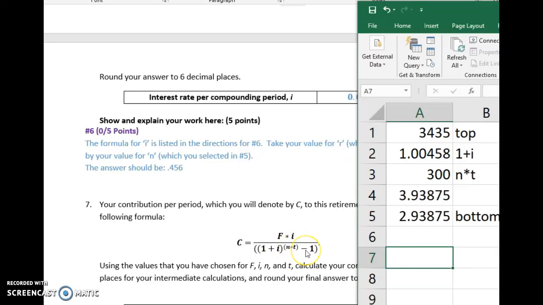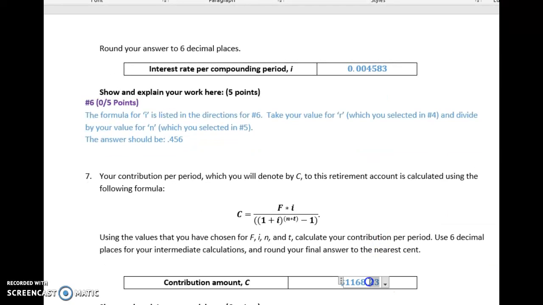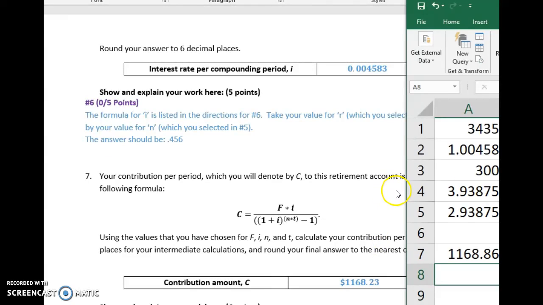I'm just going to do top divided by bottom. So with cell reference, I'm doing 3435 divided by the bottom. And if you don't have cell reference, you just type in these numbers. So 3435 divided by 2.93875. And you get 1168.86.